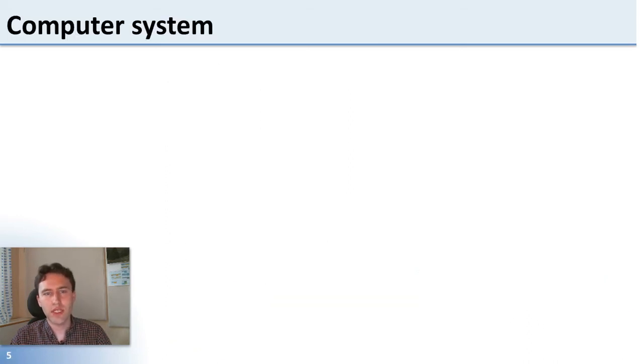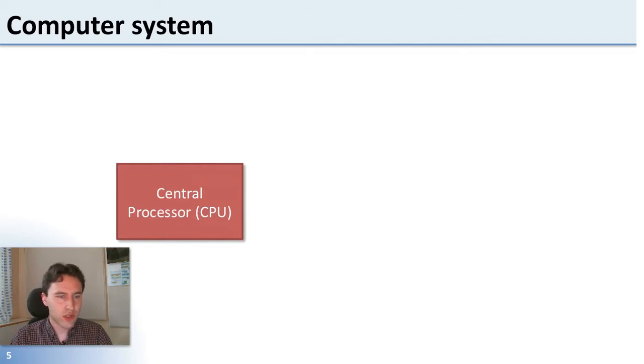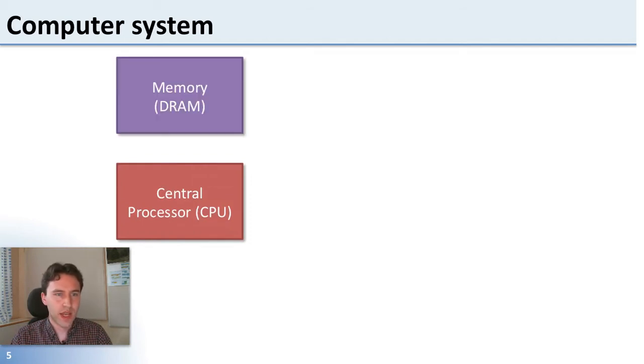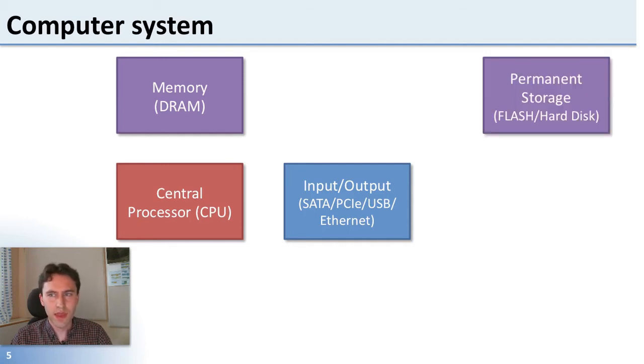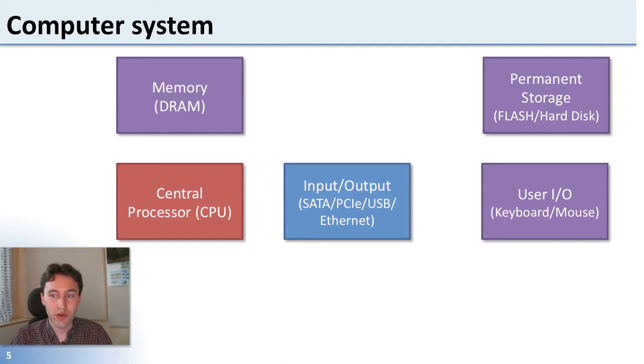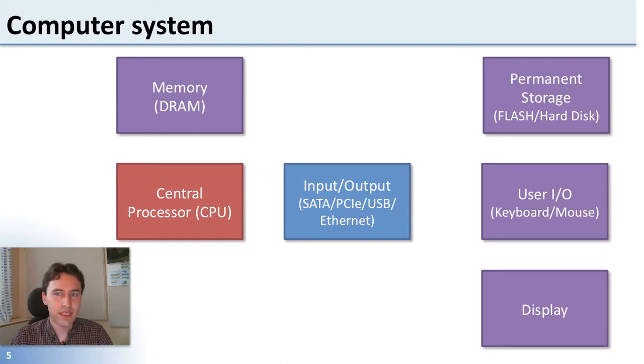How about a computer system? How are these components connected together? Well, we've got the central processor, the CPU, and it's connected to memory, and it uses memory a lot, so it's going to have a big connection there. It's also got this input-output stuff, serial ATA, PCIe, USB, Ethernet, all the protocols that we use. And then we've got these actual devices. So we've got our permanent storage, so hard disk, our user input-output, keyboard, mouse, and things like the display.